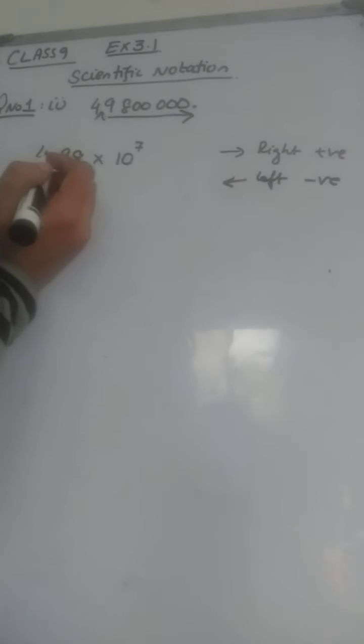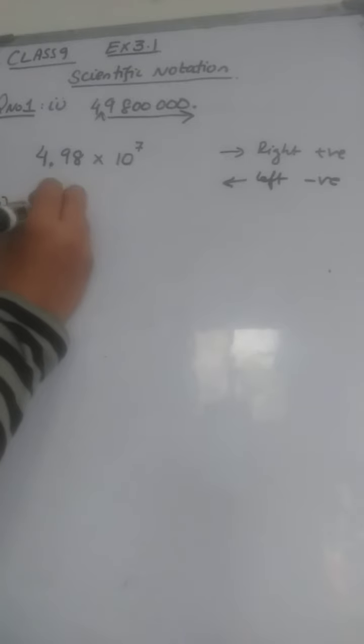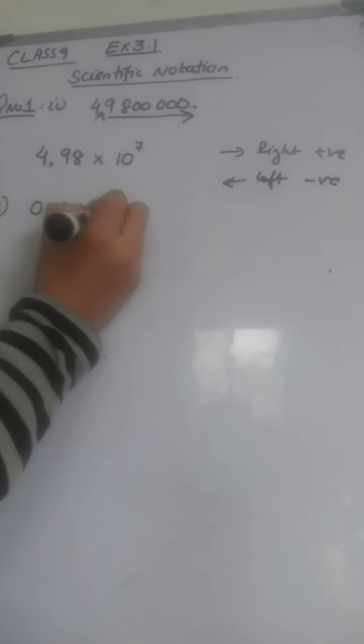This will be part 6. Okay, we have the number 0.00643. Now we want to convert this into scientific notation. So the first step will be the same as this one.